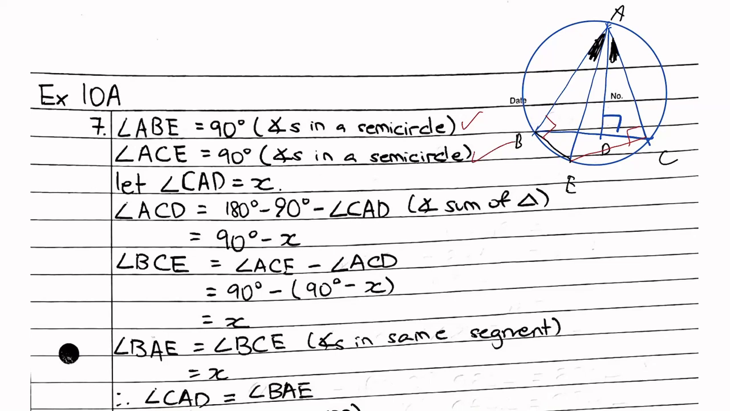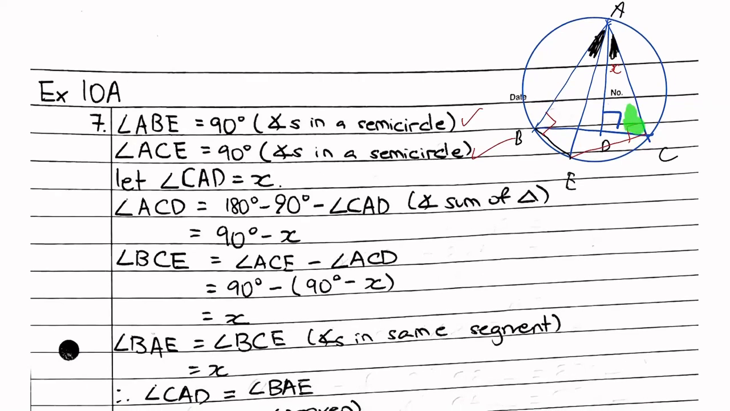Then angle CAD, you let it be X. Okay, you call this X. Then angle ACD, where is it? It's over here. You would say 180 minus 90 minus CAD, which is angle sum of triangle, okay? Then substitute this with X. 180 minus 90 is 90, okay? Angle BCE, where is it? It's over here. It is angle ACE, the big one, minus ACD, the small one, which is 90 minus 90 minus X. This one calculated from before. Expand it, you get X. Good. So angle BCE is X.